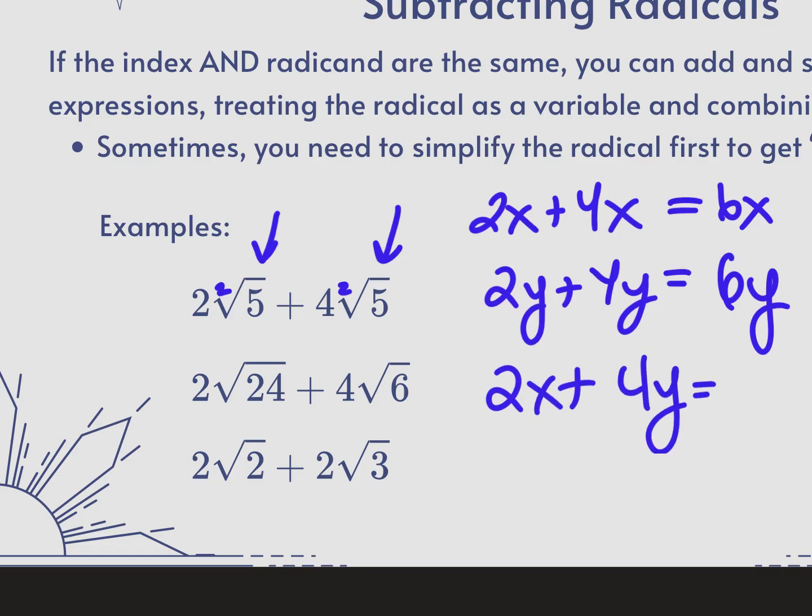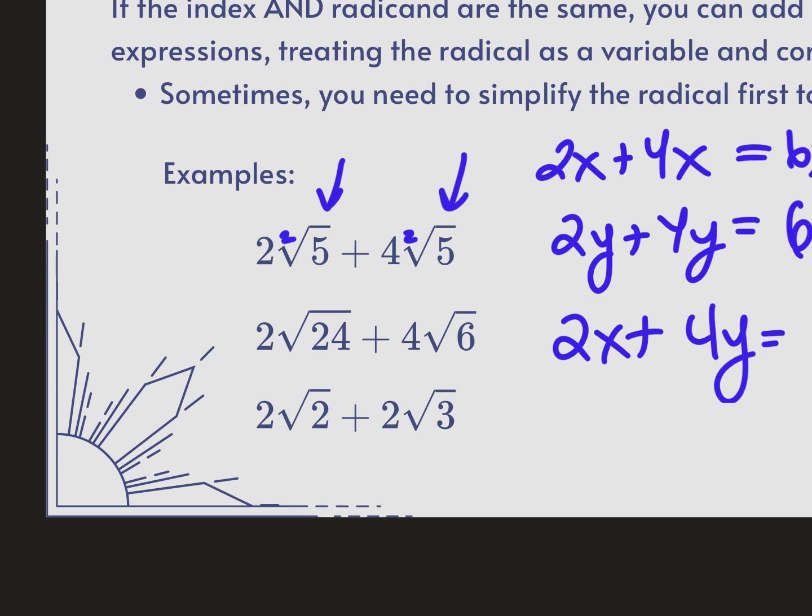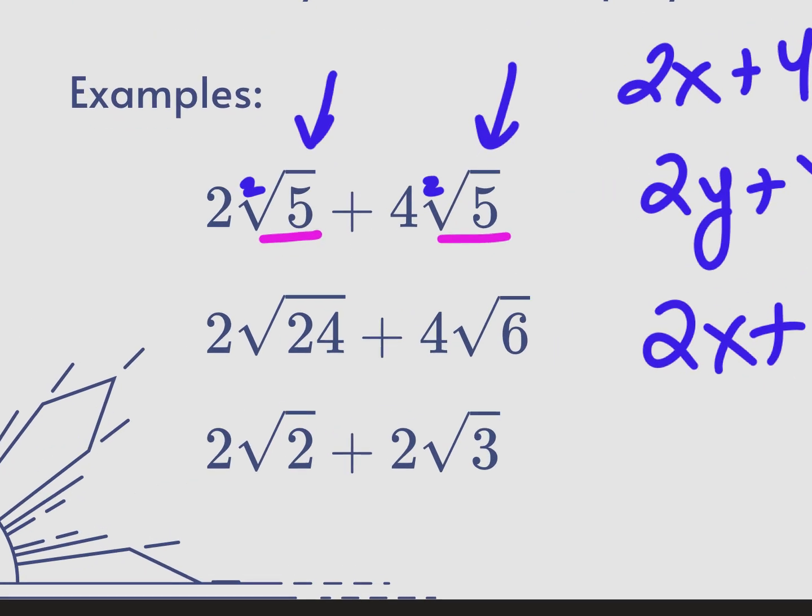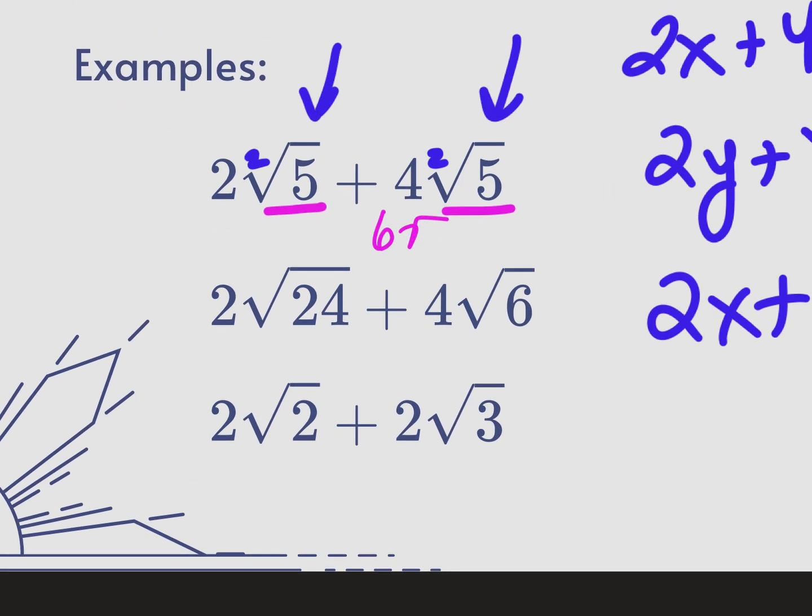Okay. If I gave you this problem, can you combine those two? Why not? Because the letters aren't the same. The exact same thing goes for radicals, guys. Don't confuse this. Look at the last name. This is radical 5. This is radical 5. If they have the same radical, you can add them together. I have 2 of them, and I have 4 of them, which gives me a total of 6. So your answer here would be 6 square root of 5.